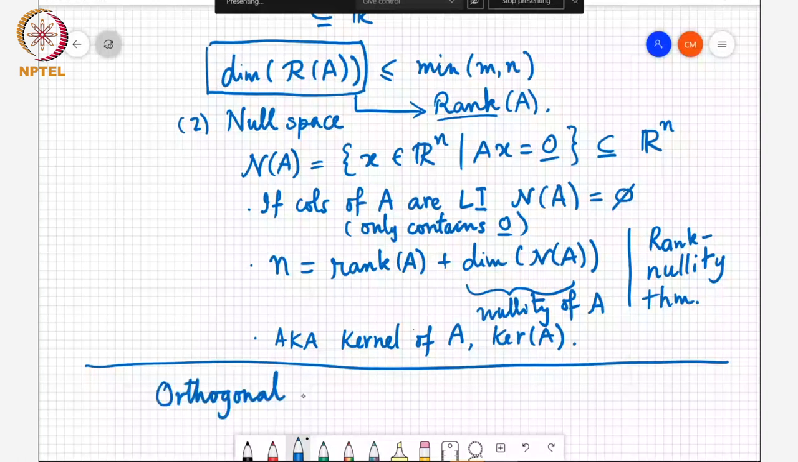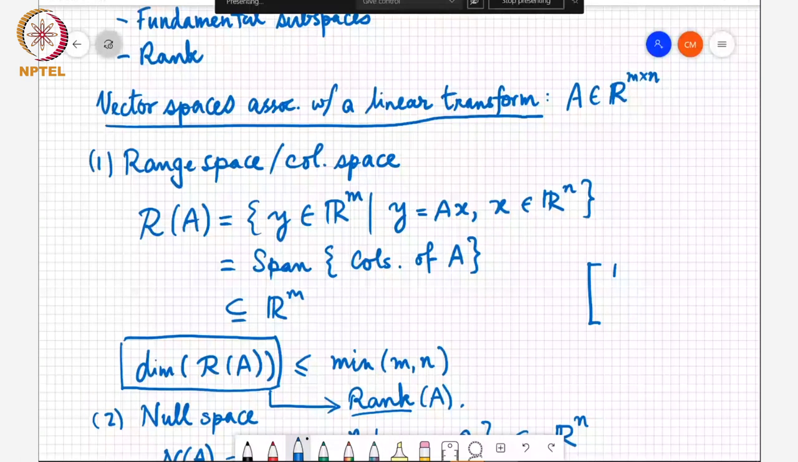Yeah, the dimension of the range space of A should be equal to the minimum of M and N, not less than or equal to. So, let me take a 3×3 matrix. What is the dimension of the range space of A here?